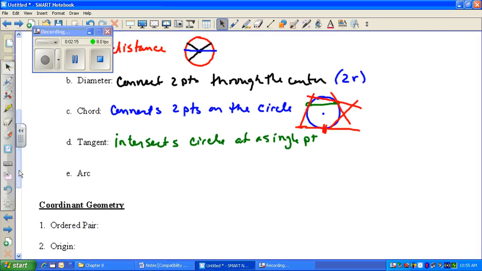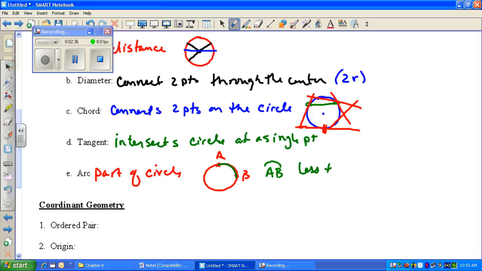An arc is just part of the circle. So if I have a circle and I've labeled this A, this B, and I would just want this part of my circle, A, B, we draw a little arc over it. Now that's if it's less than half the circle.